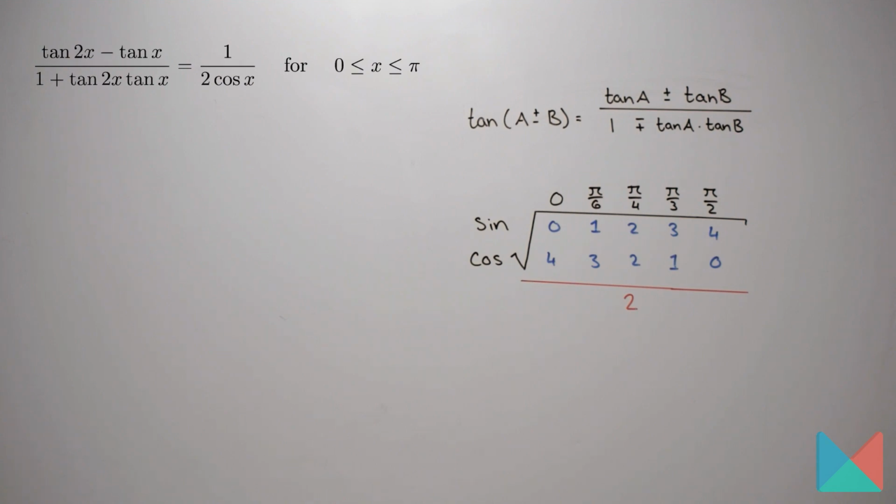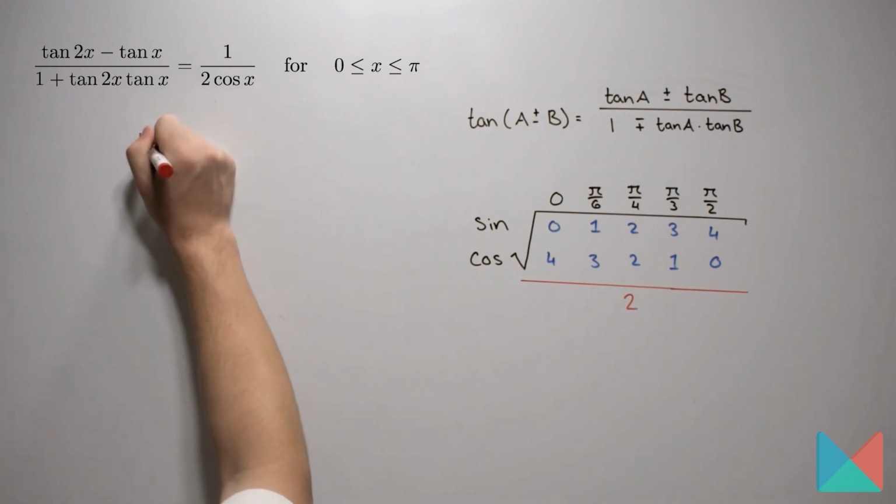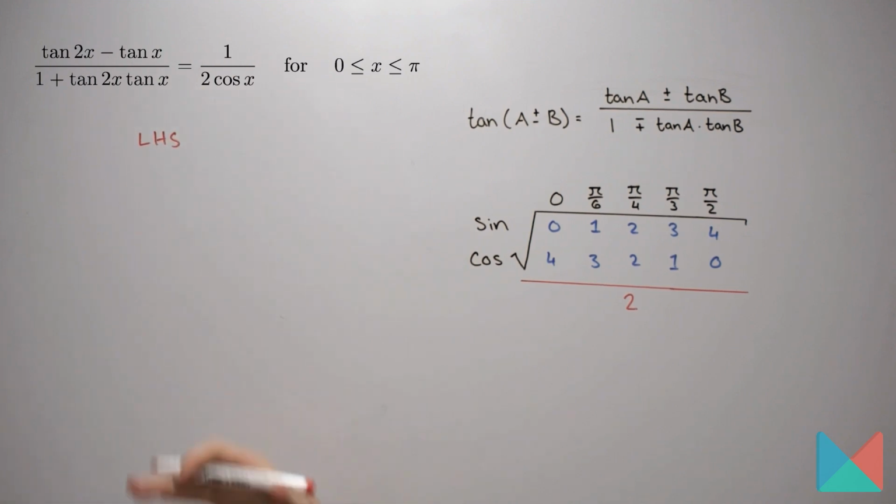For our last example, we're required to solve the following expression for angles between 0 and pi radians. Now the best way to approach this question is by first just considering the left-hand side. And we're going to try to simplify this and then see what we're going to do from there.